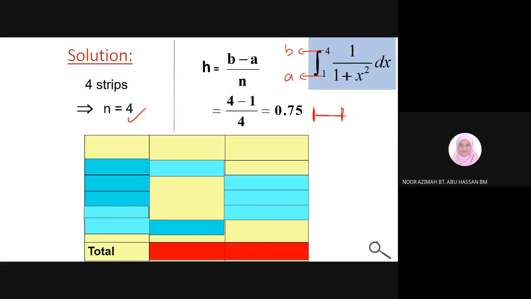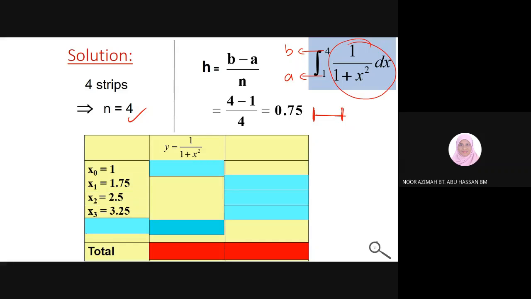Okay. In our function, in our box, write on the function. This is the given function. Function y equals to 1 over 1 plus x. Okay, here on the left hand side of the box, meaning that in the first column, you write on all the x ordinate. Okay, how many ordinates should you have? Okay, see here. How many strips you should have?